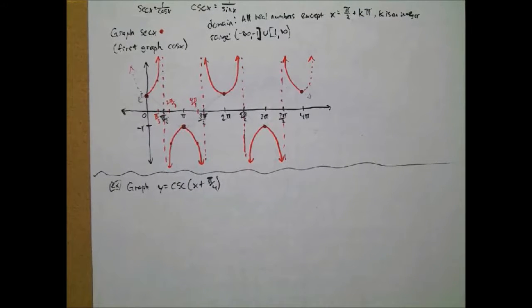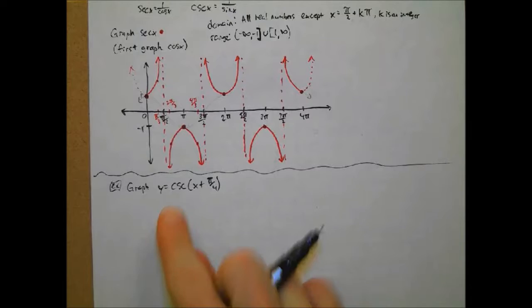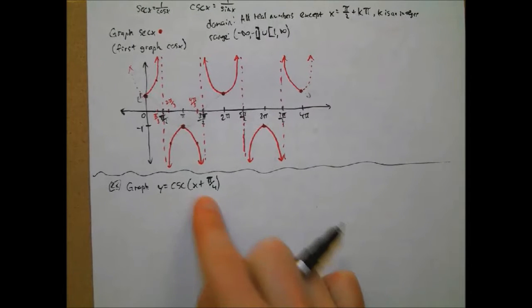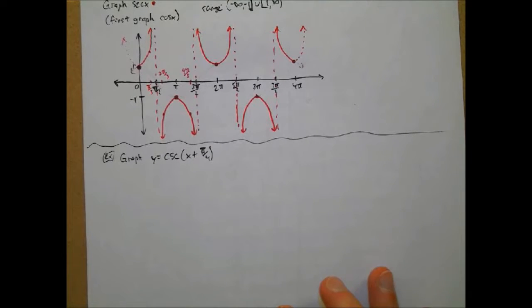Okay. So let's take a look here at cosecant. This is going to be a shift. Which direction? To the left. How much? By pi over 4. Okay, that's all it is. You're just going to shift left pi over 4. That's it.